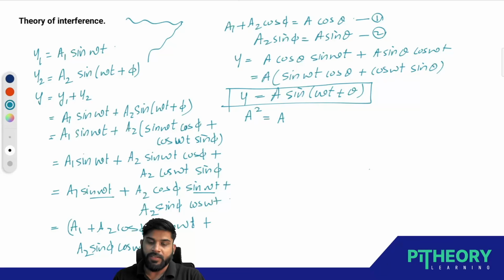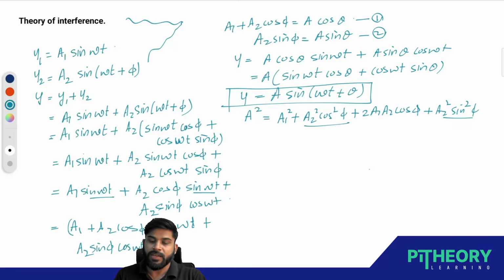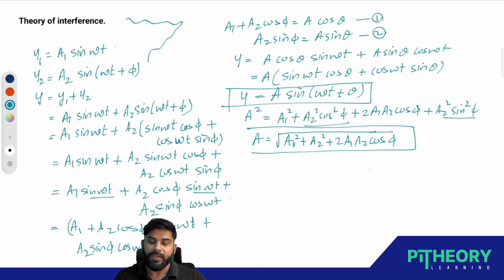So what is it that you'll be getting? You'll be getting a1 square plus a2 square cos square phi plus, see, (a plus b) whole square, that's what you'll be applying, so 2 a1 a2 cos phi, plus the second term also will come, a2 square sine square phi. In these two terms you can see a2 square is common, taking it outside you'll get cos square phi plus sine square phi, which is 1. Finally, you'll get A is equal to root over a1 square plus a2 square plus 2 a1 a2 cos phi. This is the resultant amplitude you will be getting here.